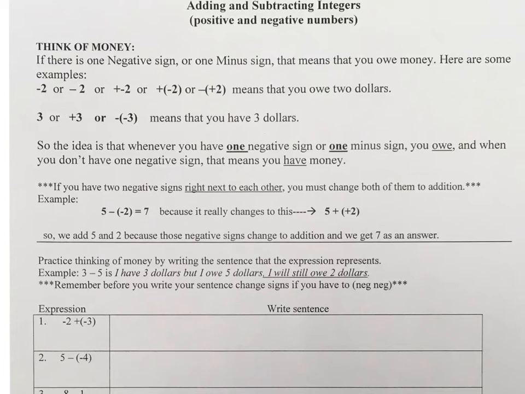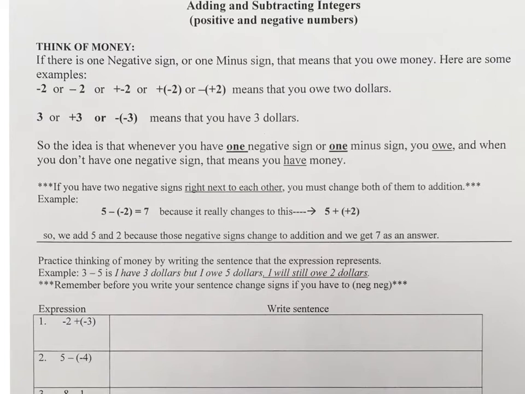So we are adding and subtracting integers. We already know what integers are, right? What are integers? Numbers. Positive numbers, negative numbers, but no decimals, no fractions. We're going to stick with integers, right? Because if they were decimals and fractions, they would be called what? Rational. Rational, that's right. So we're sticking with integers.